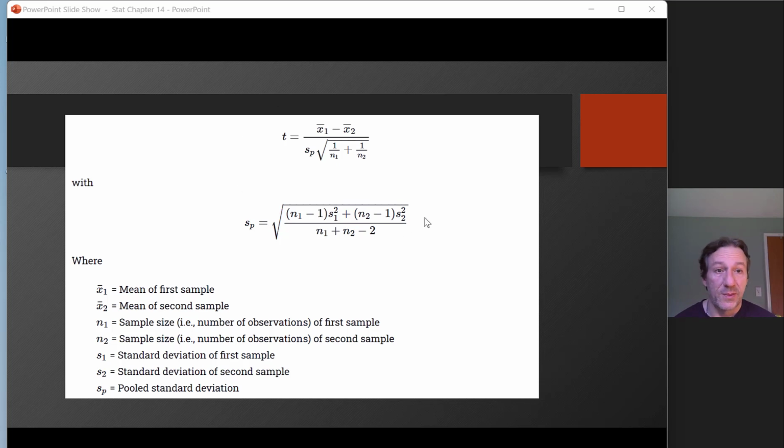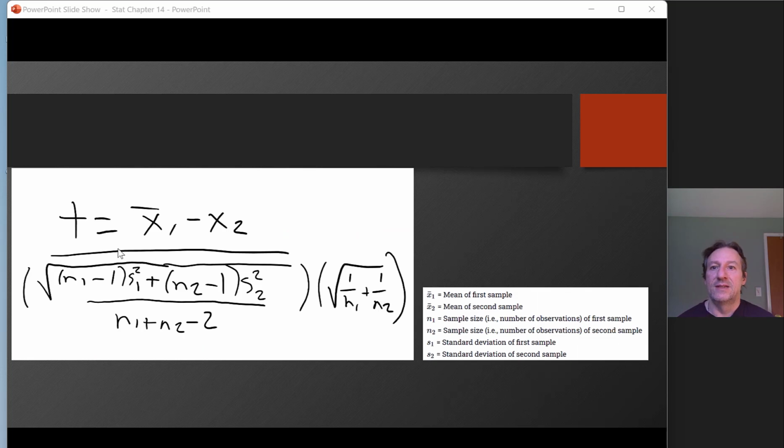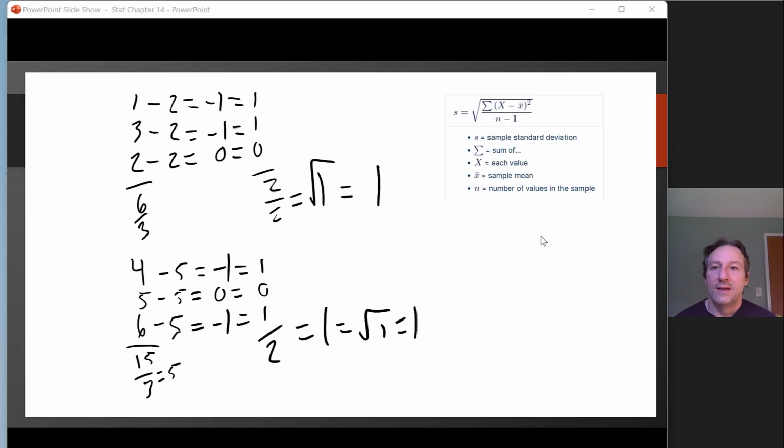So that's the formula. I do simplify these sometimes. So this SP, instead of making it separate, I just put this part of the formula right there, and I wrote it up by hand. So we've got the means minus each other, and then this pooled standard deviation times that. Let's just say in theory that in one room we find there's 3 kids. One's age 1, one's age 3, one's age 2. And in the second room, we've got a 4, a 5, and a 6.